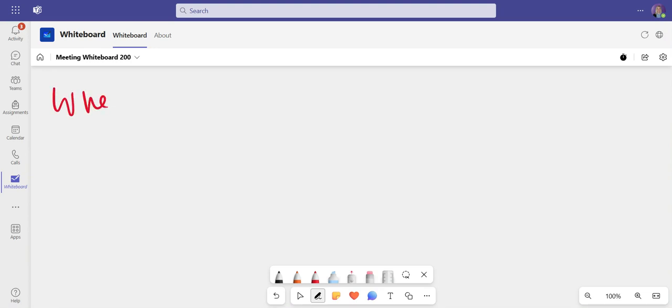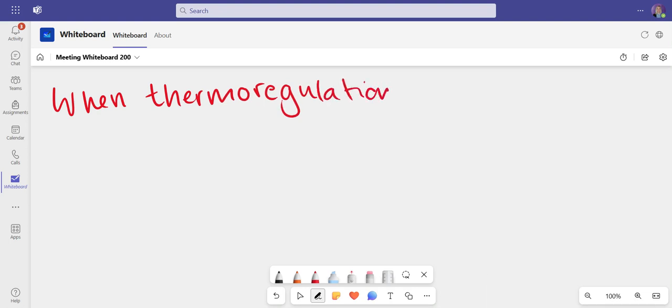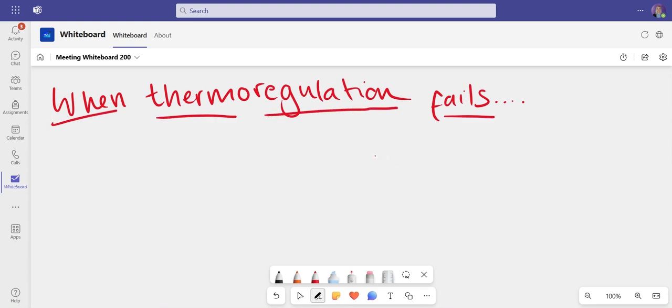Okay, so when thermoregulation, we call it when we're controlling temperature. So when thermoregulation fails. Okay, so your body works very hard to keep your body at 37.5 degrees, but sometimes it's just too hot or it's too cold, or for some other reason, your body cannot keep at 37.5 degrees, and then that causes bigger problems.